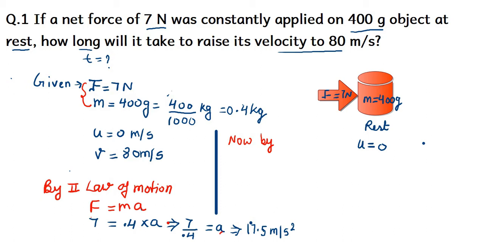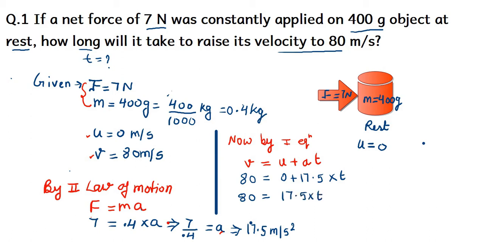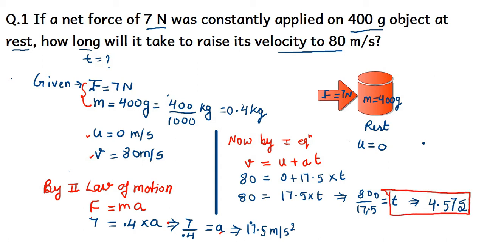Now we have initial and final velocity, so we can use first equation of motion, v is equal to u plus at. Now by placing the values, only t is unknown for us. Solving this equation, we will get the value of t as 4.57 second.